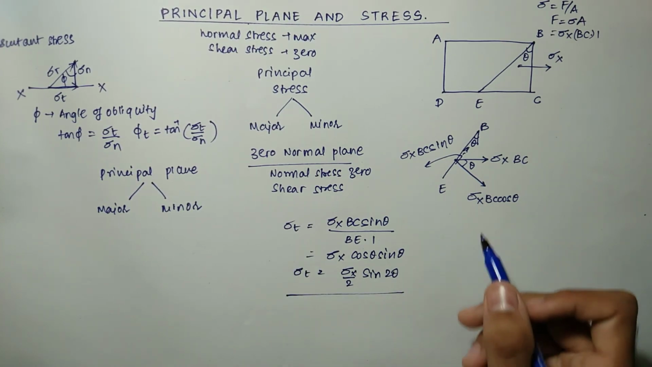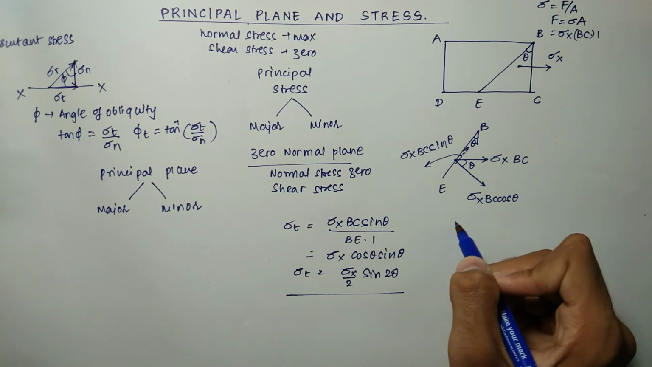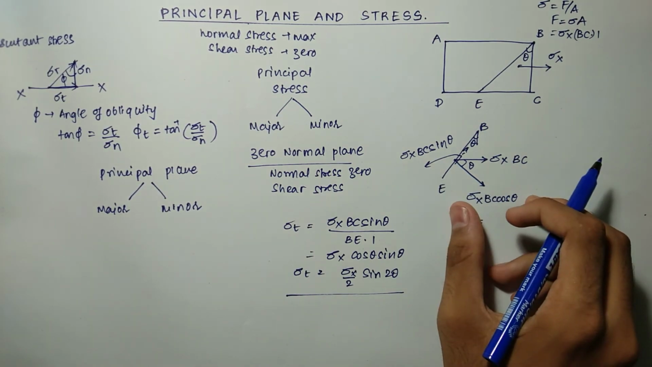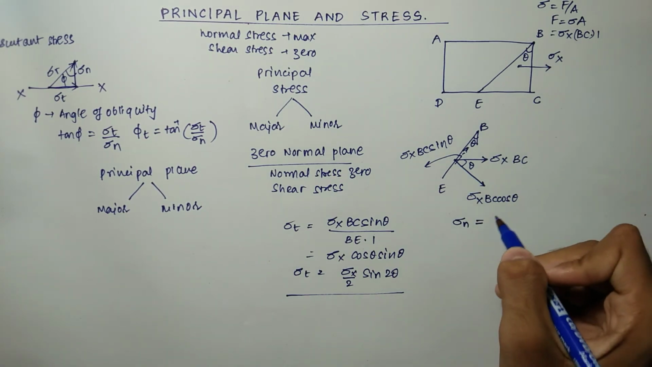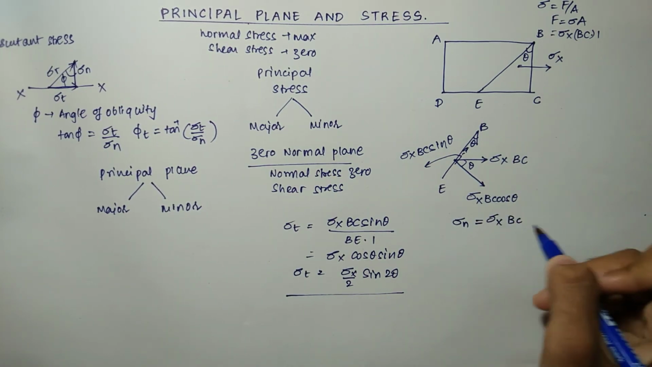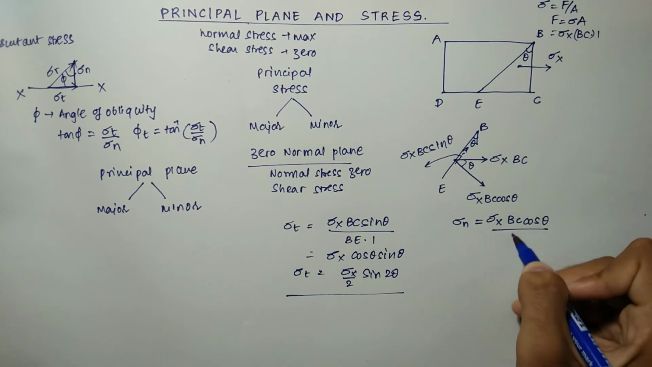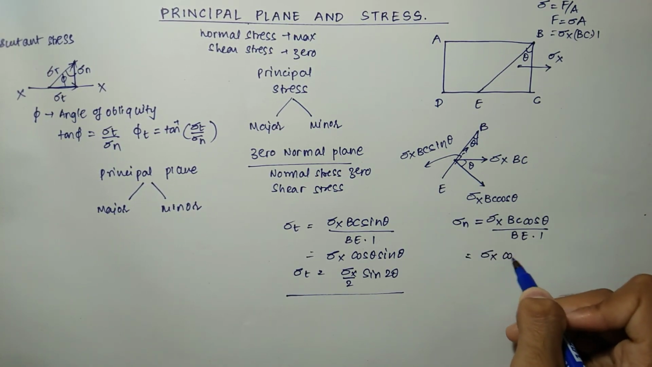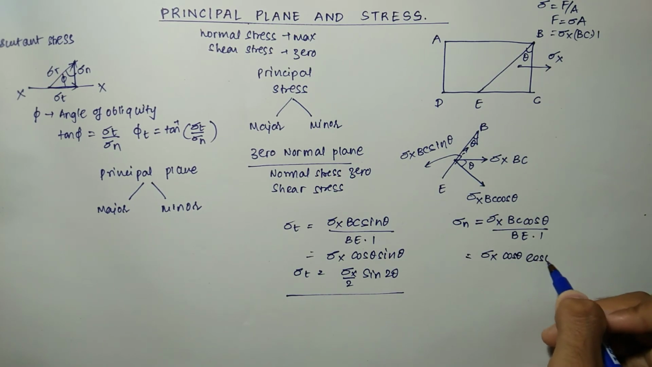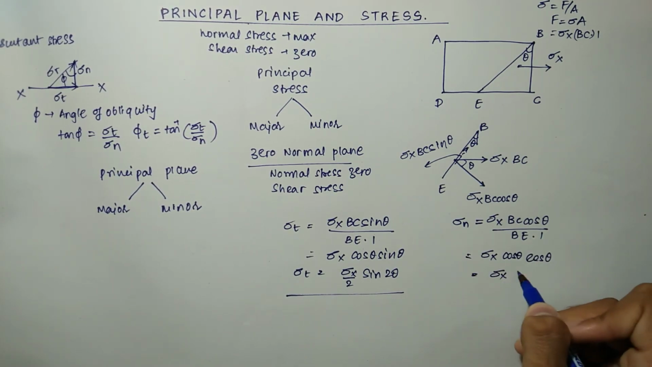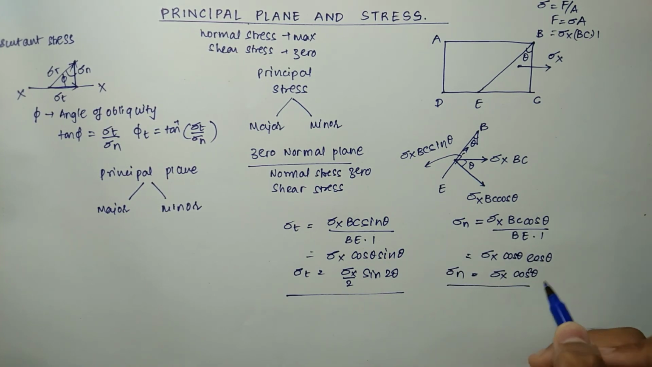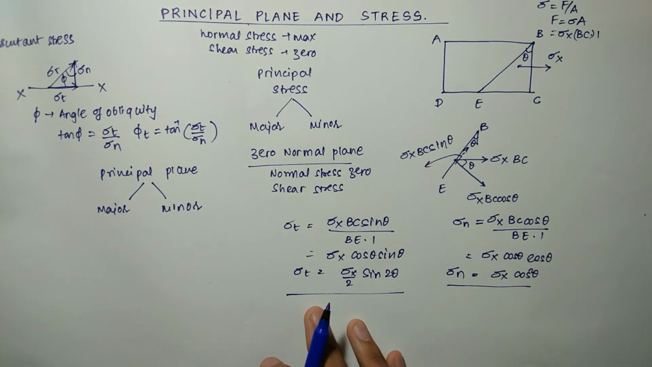Now for deriving the normal component of the stress, sigma n is equal to the normal component of the force divided by cross section area, which is given as sigma x BC cos theta divided by BE into 1, which is sigma x into cos theta into cos theta, which is equal to sigma x into cos square of theta. This is the normal component of the stress and this is the tangential component of the stress.